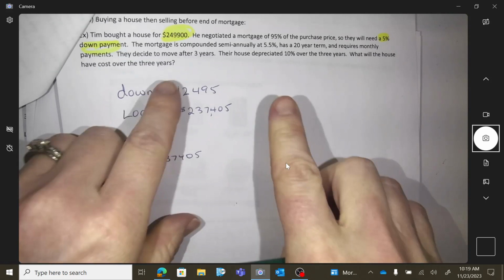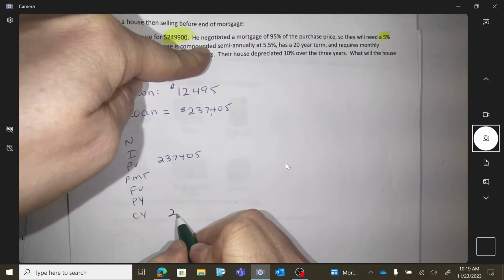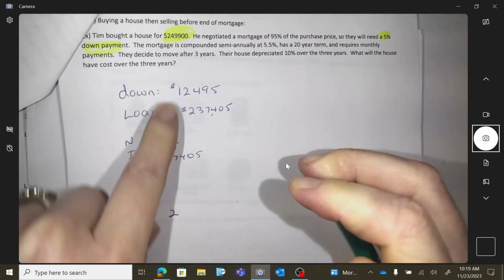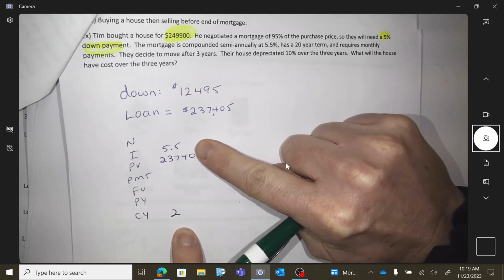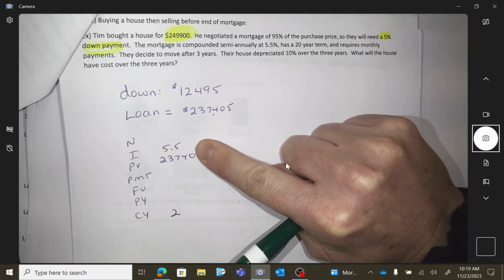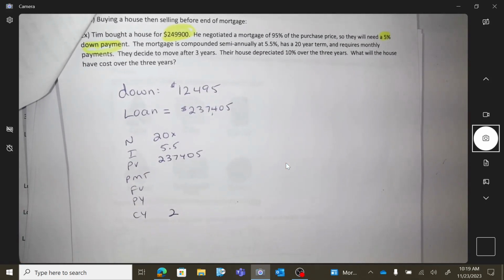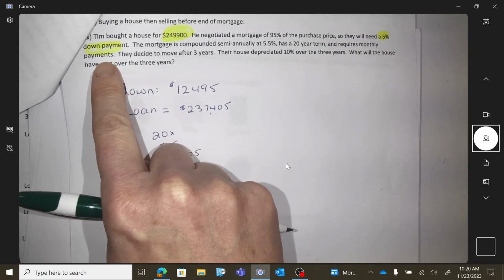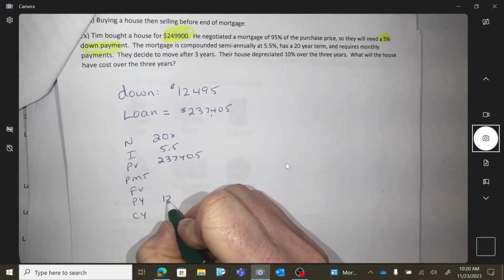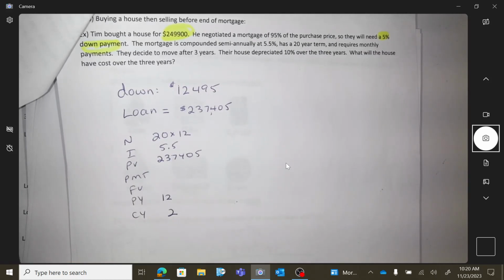And then here we go. Compounded semi-annually, compounded 2. Got that? Compounded semi, 5.5. There's a 20-year term, so 20 years times however many a year, we'll have to figure that out. Monthly payments, so that means monthly for 20 years.